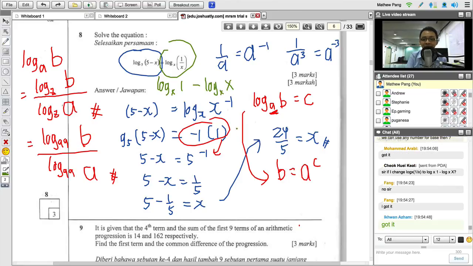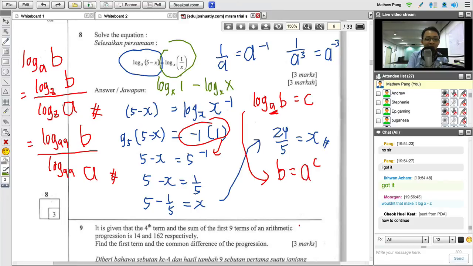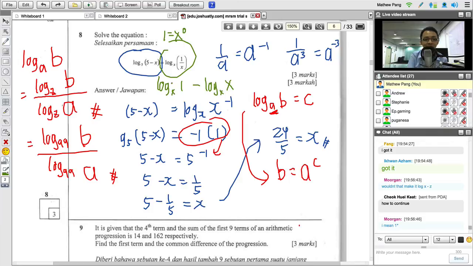Log_x 1: 1 actually is x power of 0, right? X power of 0 gives me 1, so this one will give me 0. This one minus log_x x. Log_x x is just 1, right? So you get negative 1 also. You can use this method if you want, but you will get the same thing. You will get negative 1.